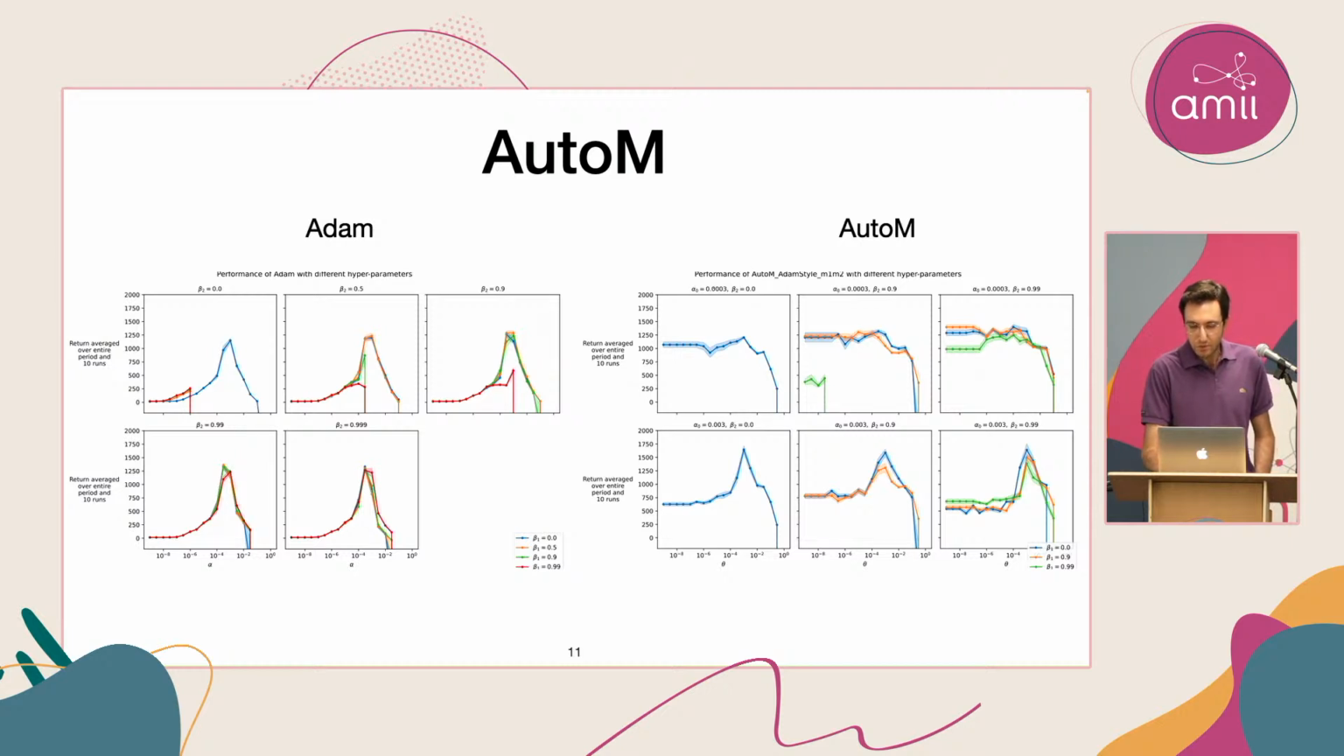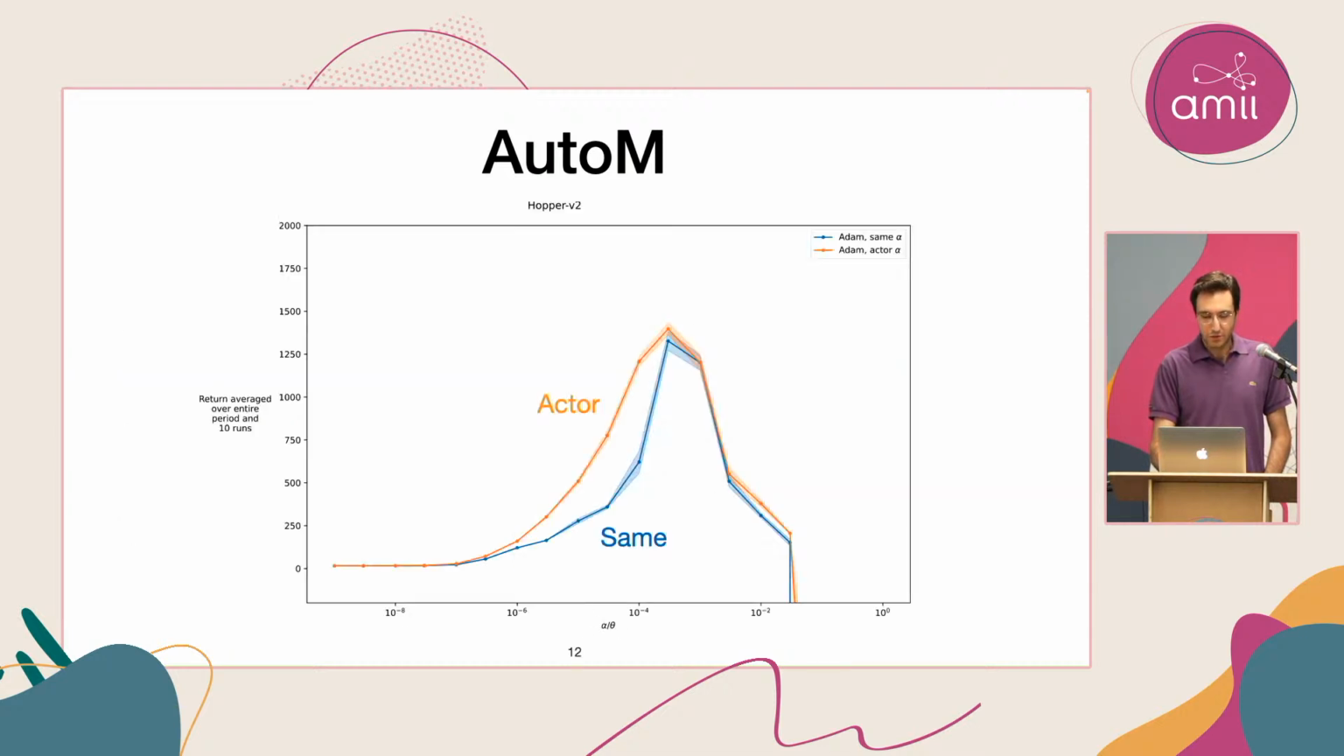So I also wanted to see, since we have two optimizers, one for actor and one for critic, if the improvement that we're seeing is just because of that, if we can have the same improvement just by using Adam but setting different step sizes for the actor and critic. So then I can plot the sensitivity curves, but using Adam.